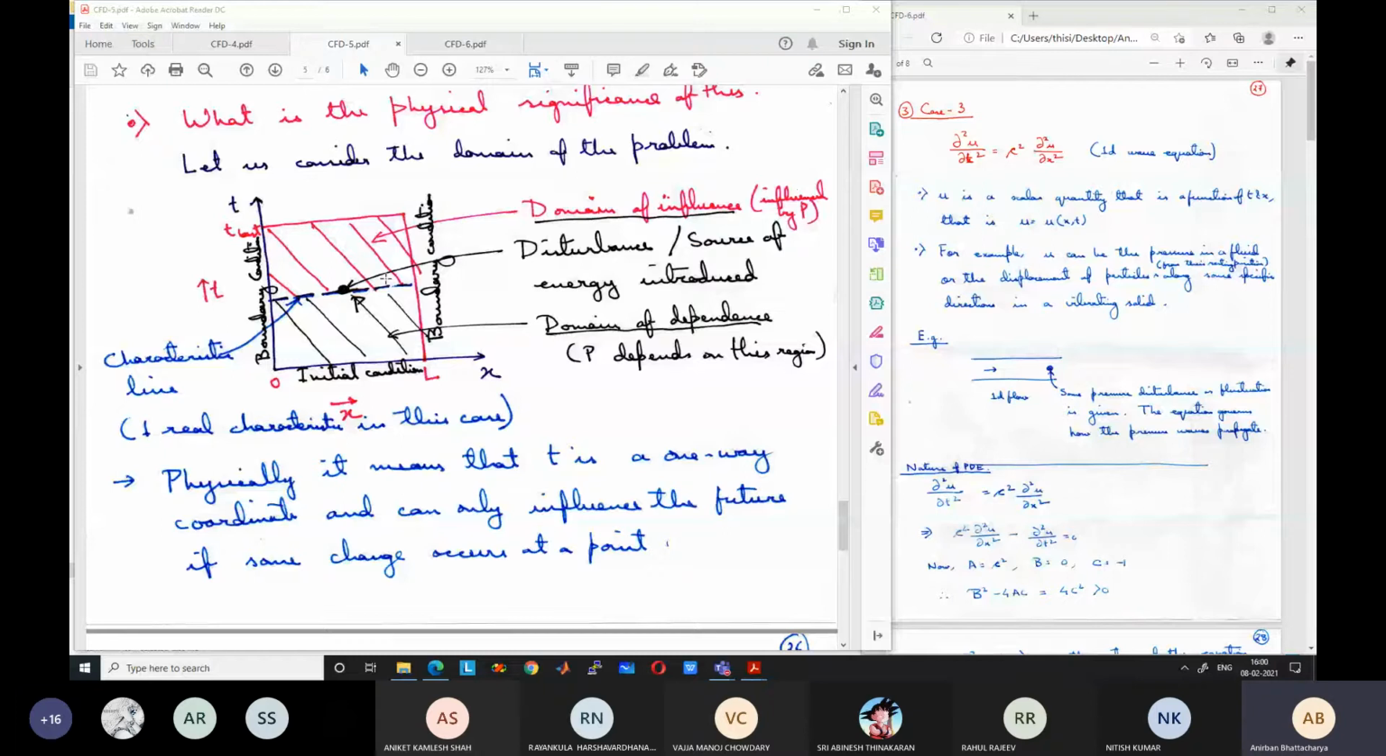Information travels at what speed through a compressible medium? Speed of sound. It travels at the speed of sound. Why does it travel at the speed of sound? Speed of sound is nothing but the speed of pressure waves. Whenever we say speed of sound, it is nothing but the speed of pressure waves. So information travels at the speed of pressure waves in a compressible medium.